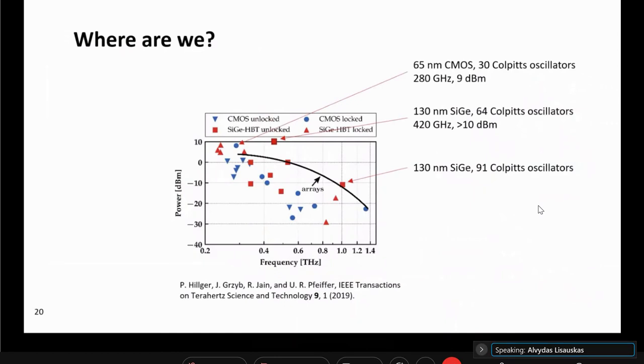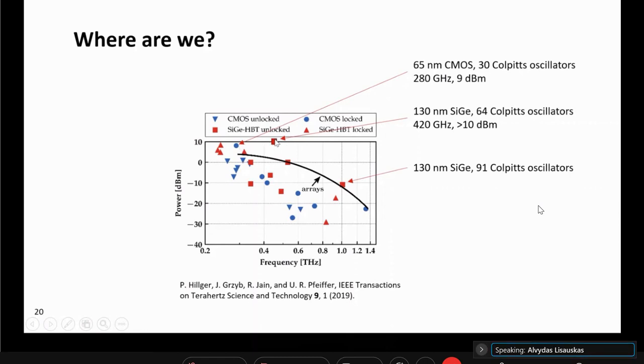So where we are with that, I would like to show you the same graph that I started with in the very beginning. That's 0 dBm, a milliwatt, and higher. Just to show you the points, the blue points are CMOS and red are SiGe. The highest blue point here is 30 oscillators made in parallel at once and actually frequency locked.